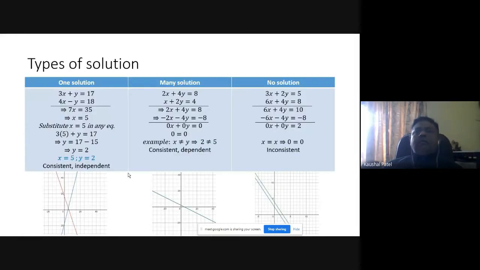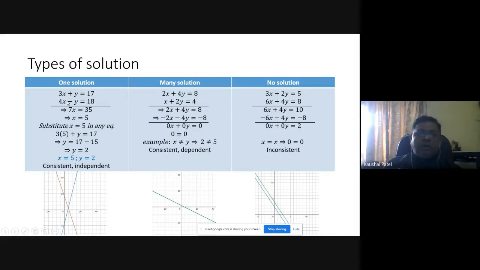Now, whenever we deal with linear algebra and a system of equations, we get either one solution, many solutions, or no solution. You can understand this by the graph also. When two equations or lines touch at a single point, we can say that it has one solution. When they intersect everywhere, meaning both lines are the same, then definitely we can say that it has many solutions. And when the two lines are parallel and not intersecting each other, then it does not have a solution.